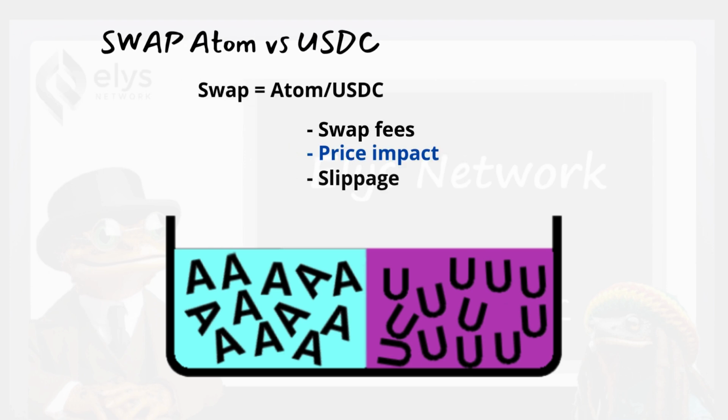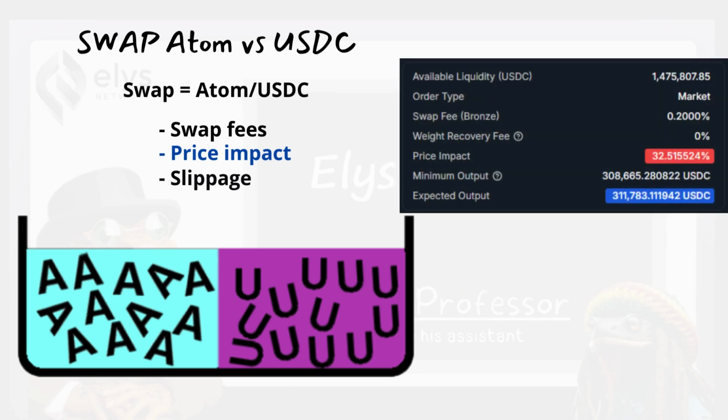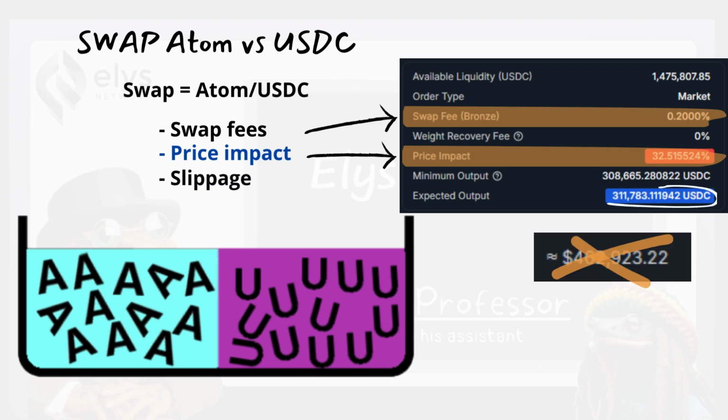An example. Let's simulate the swap of 10,000 atoms, approximately $463,000. This represents about a third of the Atom USDC pool, totaling $1,476,000 in liquidity. While this does not affect the fixed swap fees, the impact on the pool's asset prices is certain and results in a price impact fee of 32.4%. And a swap result of $311,000 instead of $463,000.